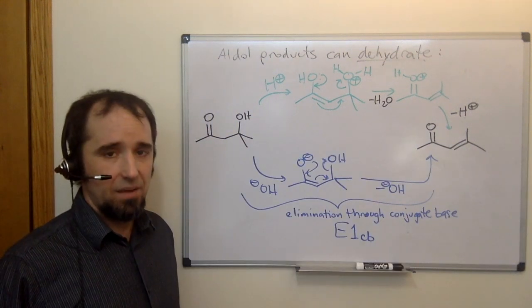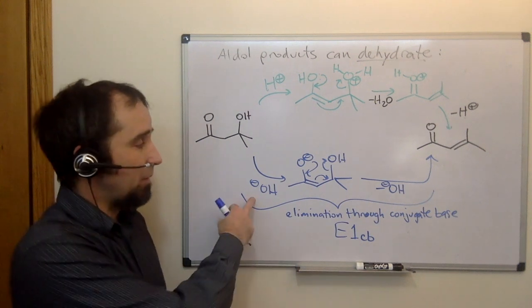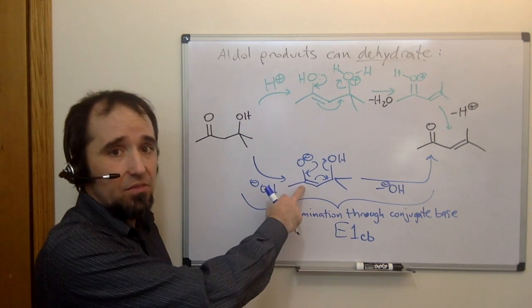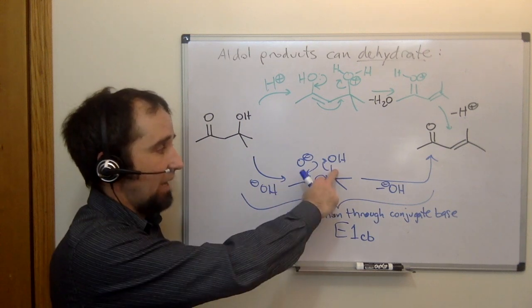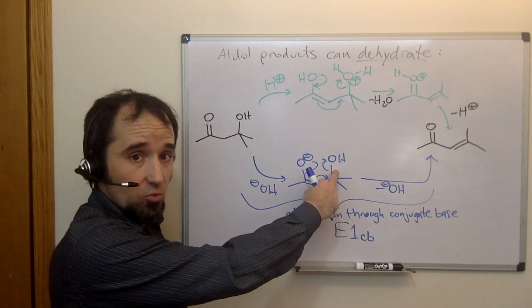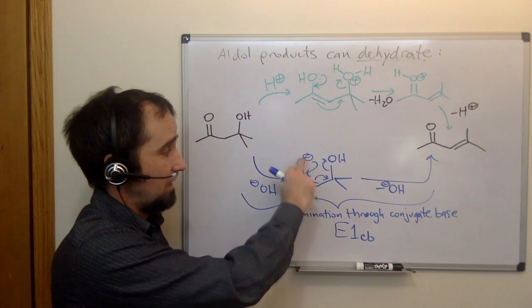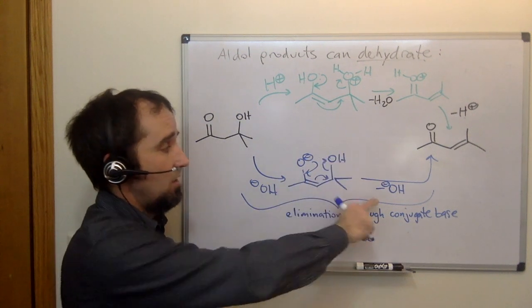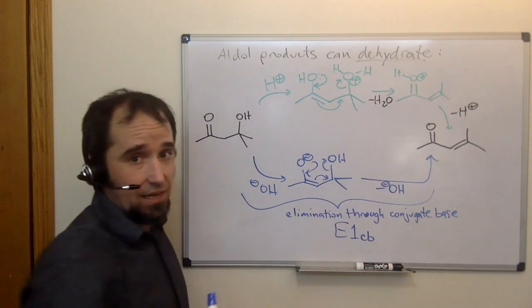Much the same mechanism happens in base. So in base, even a relatively weak base will give us a tiny bit of this enolate. As soon as we form this enolate, now this OH is a reasonable leaving group, right? Just like it would have been if it were on this carbon. So I'm pushing electrons down, down, down. I kick out hydroxide here, and I get to the same product.